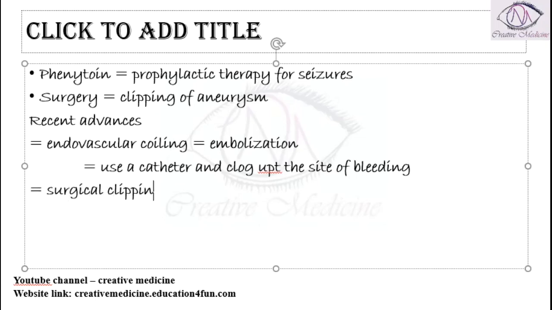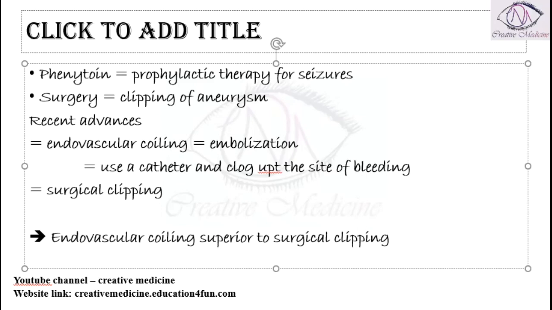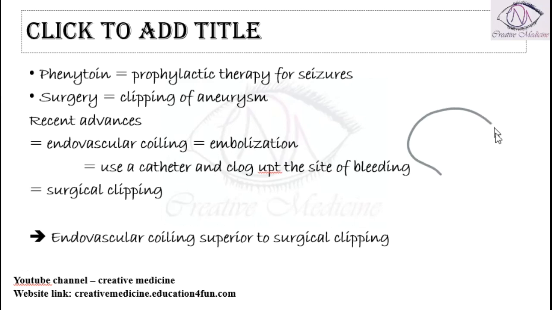The second procedure is surgical clipping. Among both of these, which is most preferred? Actually, endovascular coiling is superior to surgical clipping in most of the conditions. Endovascular coiling is a process of embolization, where this is the aneurysm. We will pass a coil through it, and whenever there is bleeding here, first you will clear up the bleeding site, and then you will make this aneurysm embolized.